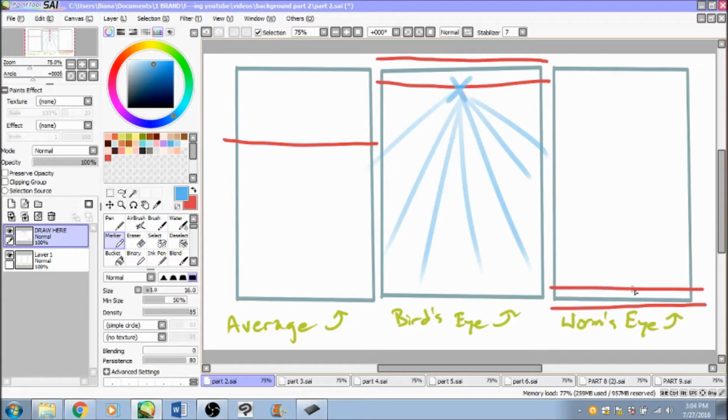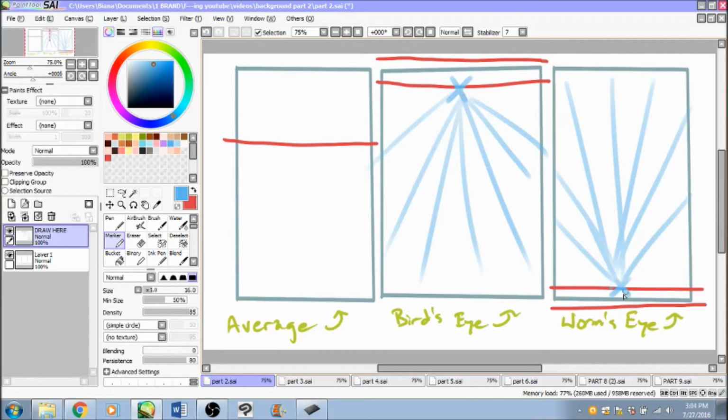And for a worm's eye view, it's going to be a little bit different because your perspective points are going to be more vertical than they are going to be kind of down here, which is going to be a little different and kind of scary looking, but it's the exact same principle for all of these. So that is your basics with your eye level / horizon line.